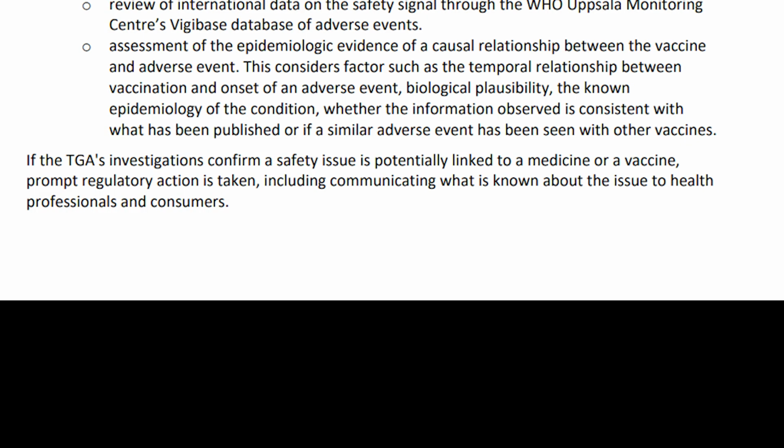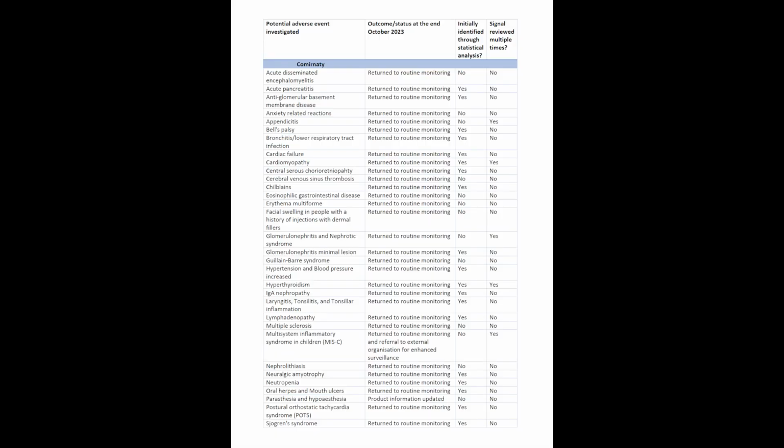The TGA goes on to state that if the TGA's investigation confirms a safety issue is potentially linked to a medicine or a vaccine, prompt regulatory action is taken, including communicating what is known about the issue to health professionals and consumers. And we will take a look at a few of the signals that were identified and then dismissed, using the Periodic Safety Update Report number 3 for the Pfizer product, dated August of 2022, and using the TGA's recently released questions on notice from Senator Babet describing the signals that they have evaluated.